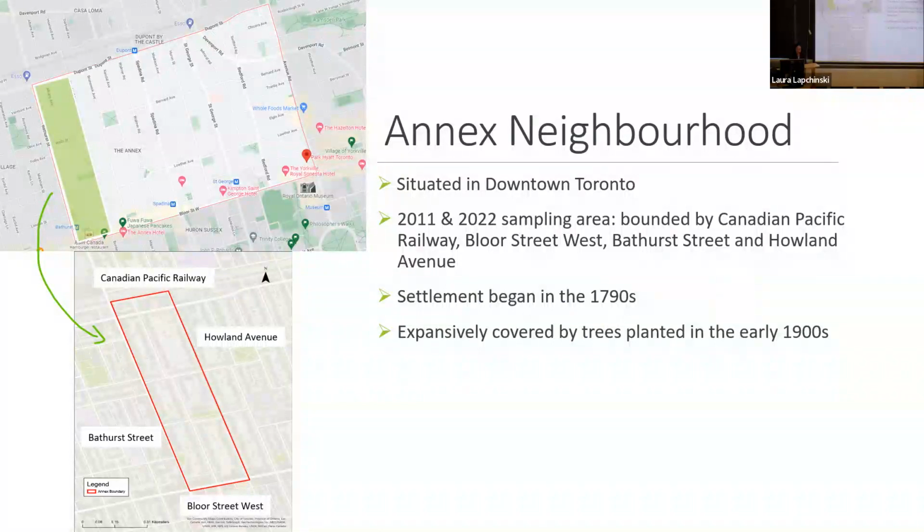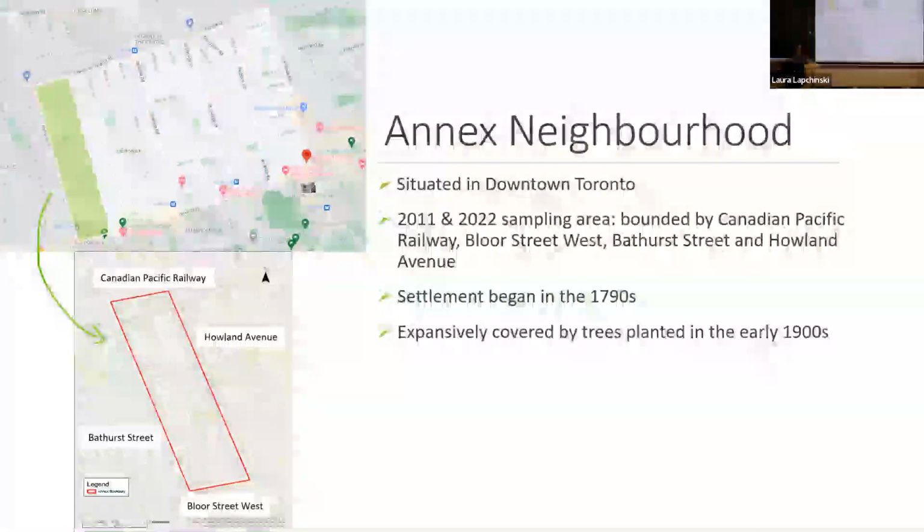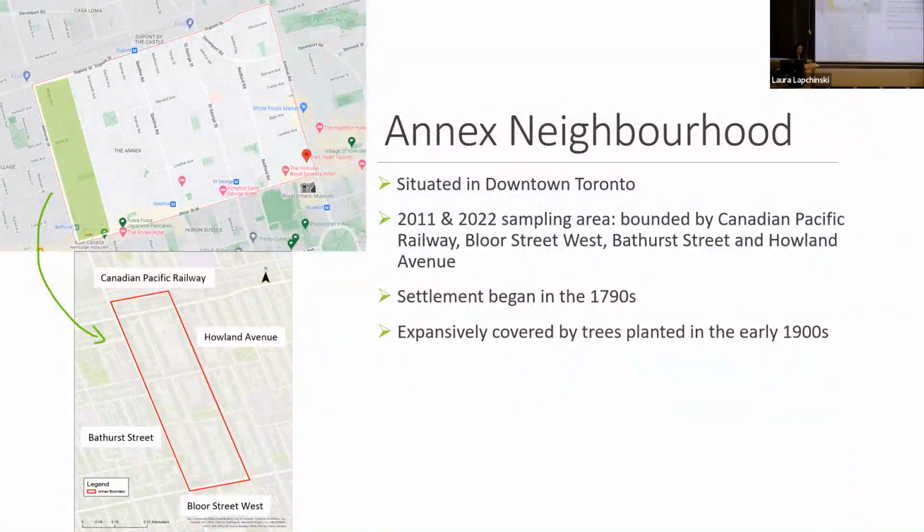Yeah, go ahead. And based on your findings, how would you use this information to create, say, a 20 or 30-year planting schedule to have maximum canopy coverage for as long as possible?